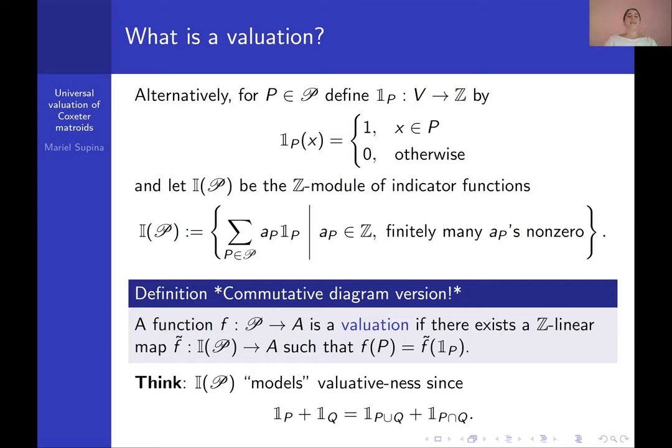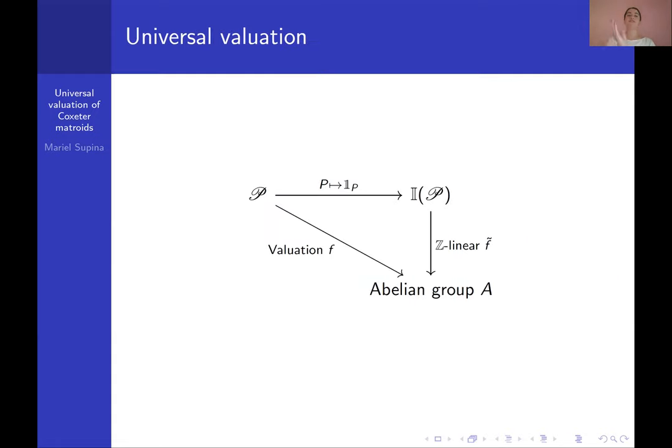The reason I wanted to give this definition is because it's easier to talk about what a universal valuation should be if we think of it from this more algebraic perspective. This is a commutative diagram that is basically saying exactly what I just said. This represents the definition of valuation. In some sense, a valuation is the same as a Z-linear function on the indicator module.